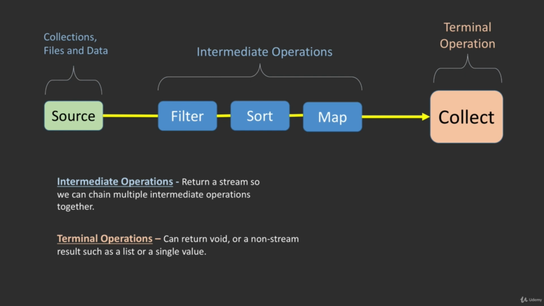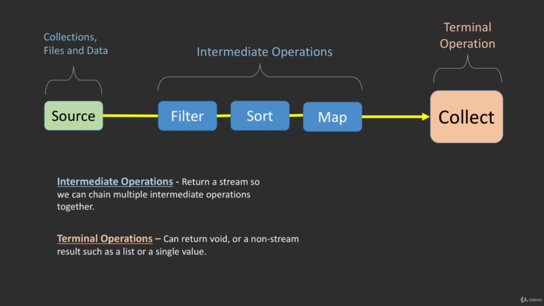It's important to understand that the intermediate operations, such as filter, sort, map, and you'll understand many more, return a stream, okay? So you can call these over and over again, and it will just update the stream of data that we're working with. The terminal operation is the thing that actually terminates the stream and returns a result.